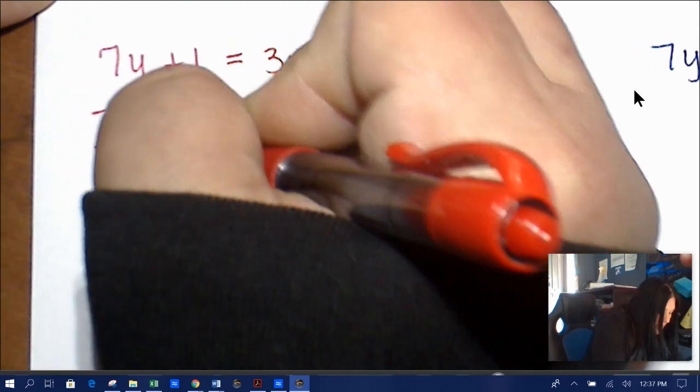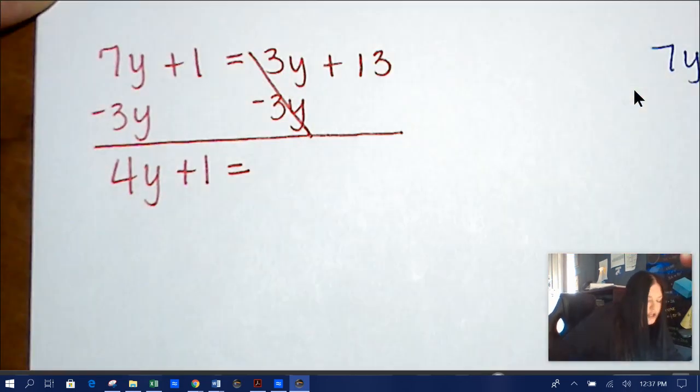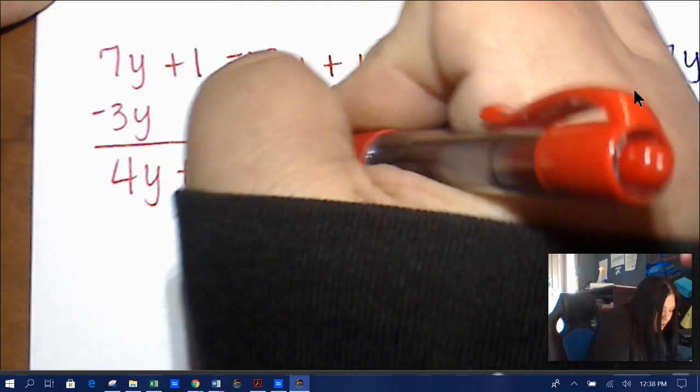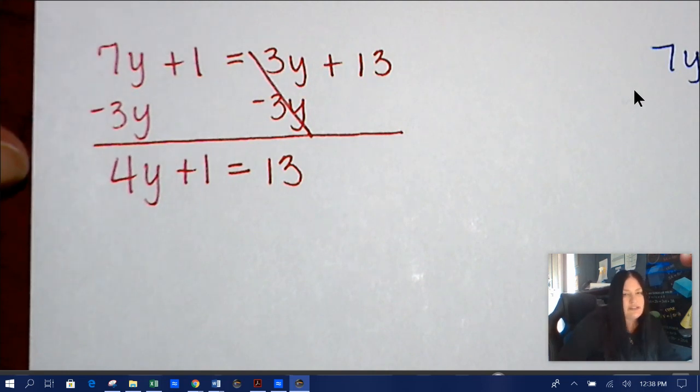7y minus 3y is 4y. Then you bring down the plus 1. Then there's an equal. Your 3y's cancel, and you bring down your 13. Once you cancel the smaller variable, it turns into a simple 2-step equation like the beginning of the chapter.